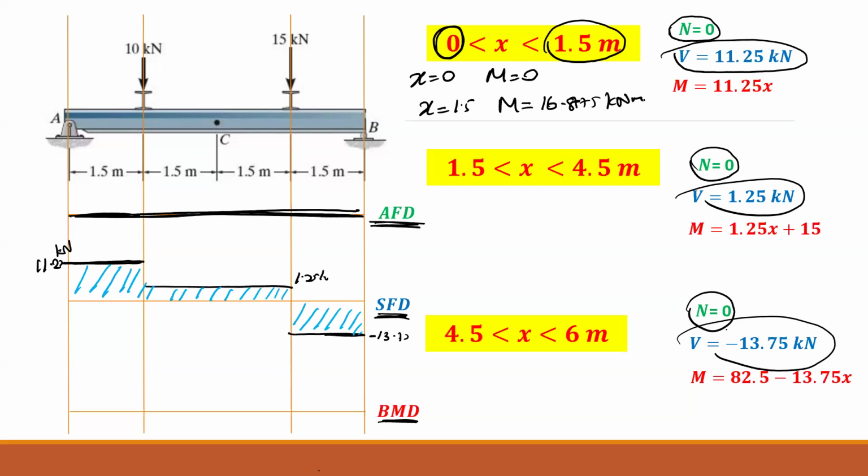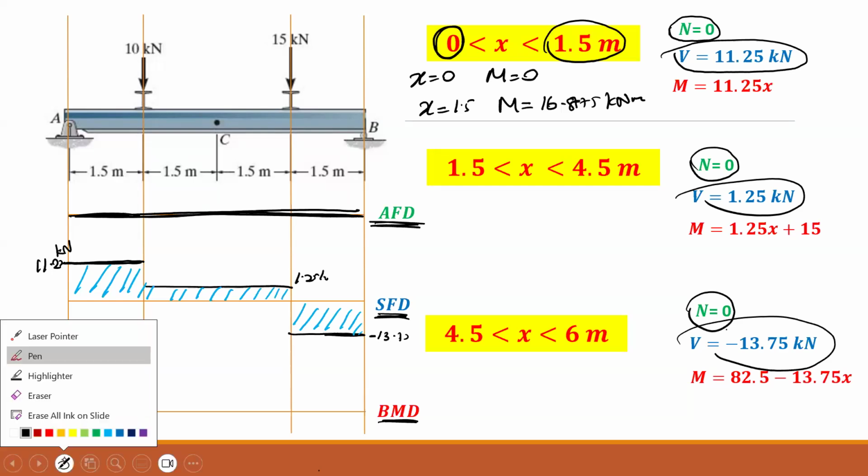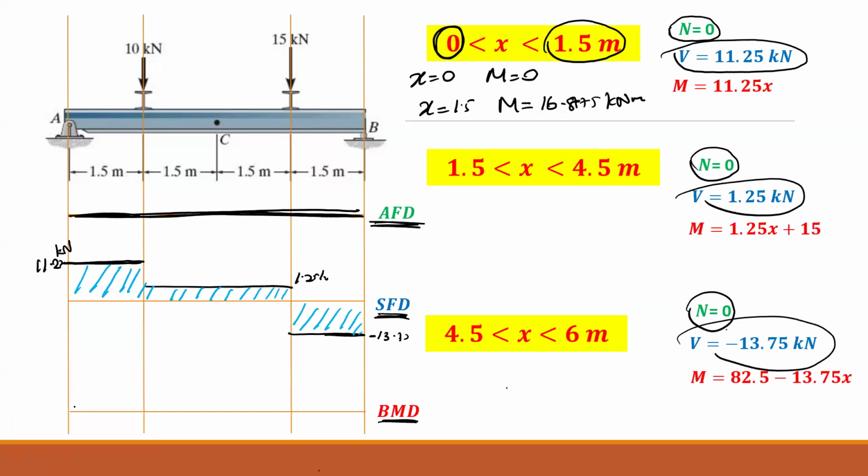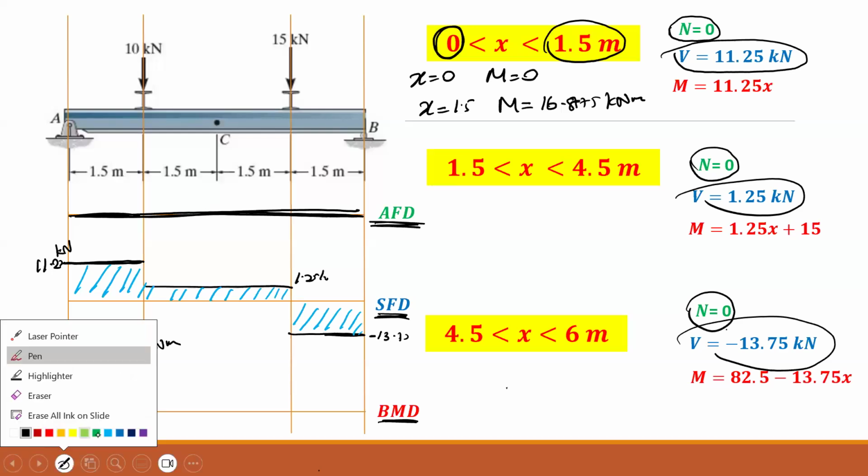11.25 times 1.5. Yes, that's right. Now, for the next section, so that we can draw, it's going like this, and this value is 16.875 kilonewton meters. Then what is happening? Now you have a different equation.